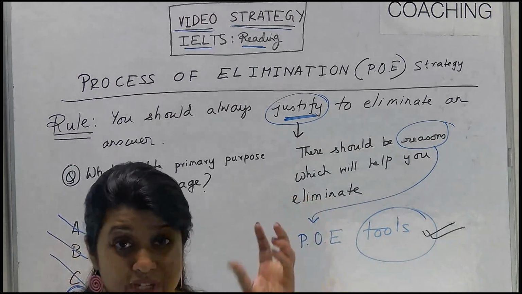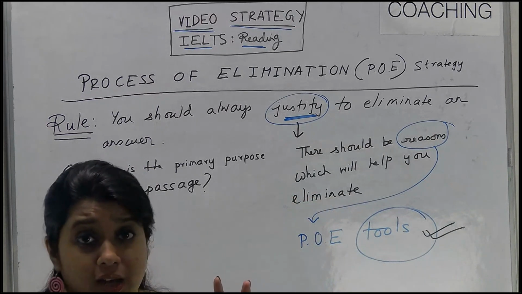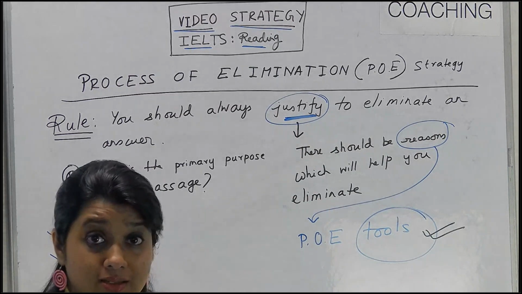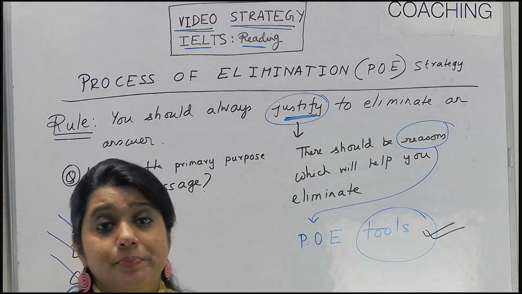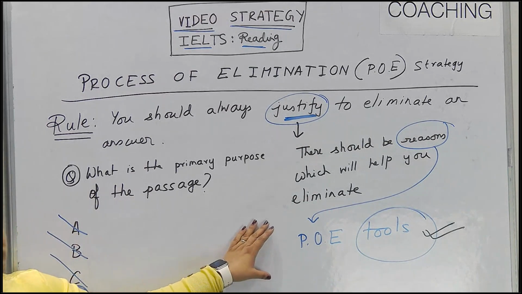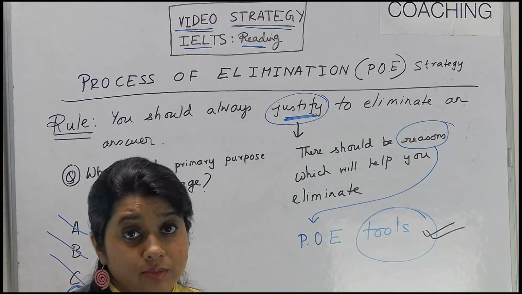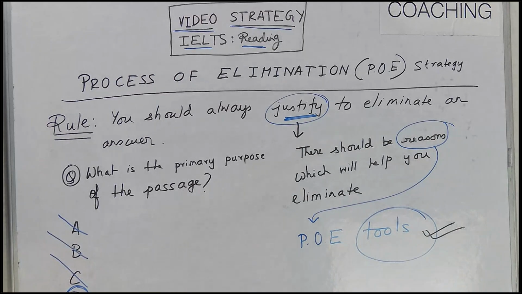Now, whichever answer choice is able to survive the test, as in no POE tool was strong enough to eliminate the answer, that answer is the correct answer. Okay? So what I'll do right now is write down on the board for you the 6 process of elimination tools. Okay? Here we go. Allow me some time. I believe all of you are following.